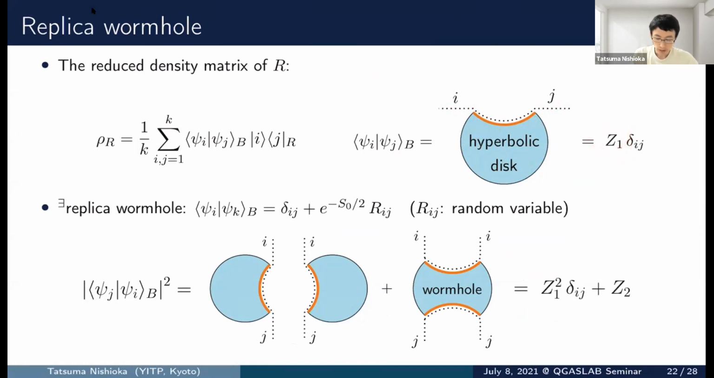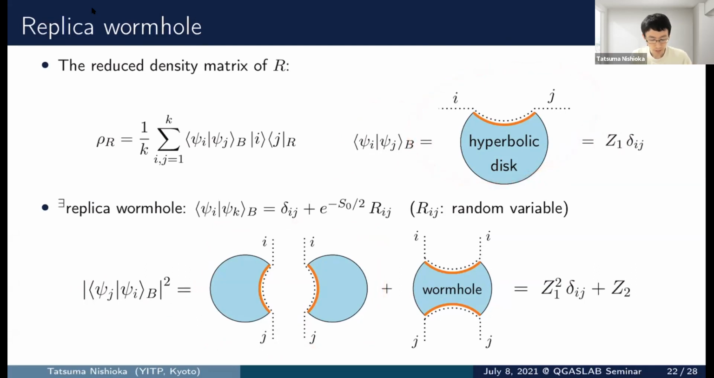Okay, so this is the inner product. But you can calculate the square of them, okay? And the square gives you a somewhat interesting configuration in the gravity. Okay, let's move on to this guy. So naively, you just take a square of this guy, so you would get this configuration. So you just have two copies of these, okay?